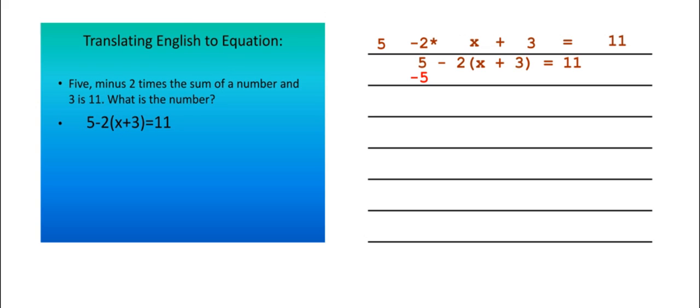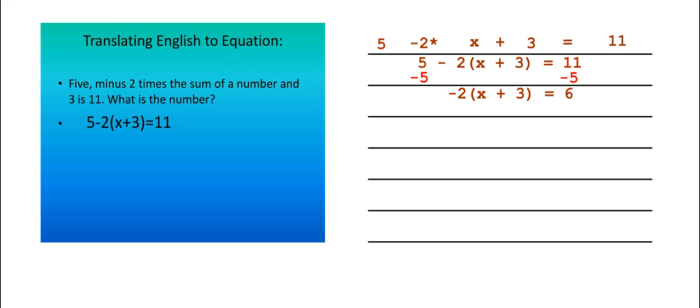So therefore, the easiest thing in this case, we can get rid of the 5. But you're still welcome to distribute the negative 2. That would just give you a few extra steps, but it still works. So subtracting 5 to make it easier for this case. 5 from both sides, agreed? 5 minus 5 cancels out. And now that leaves us with negative 2 times in parentheses, x plus 3. On the right side of our equal sign, 11 minus 5 gives us 6. Okay.